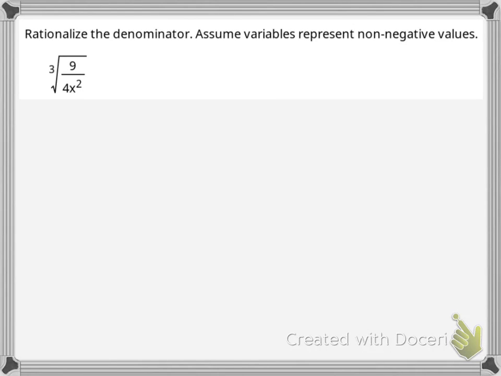So we're being asked on this particular problem to rationalize the denominator. Since we're taking the cubed root of an expression, that means that we need to be able to identify or find three factors of the same thing in order to take the cubed root of it. So what I'm going to do is go ahead and split this fraction into two separate fractions, the cubed root of 9, the numerator, and then the cubed root of 4x squared, the denominator.